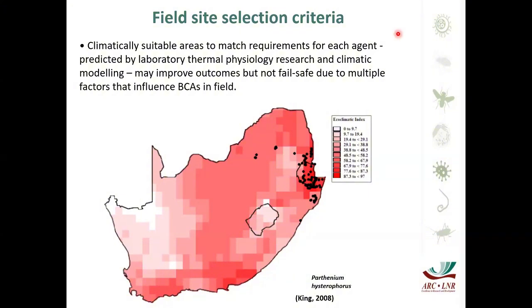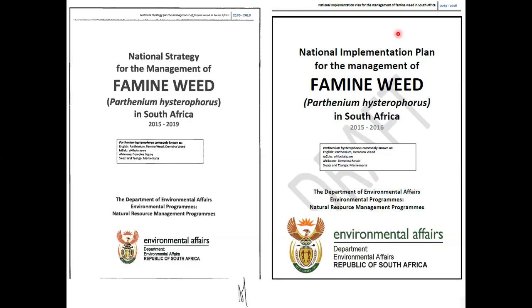And we do use these models. They can improve the outcomes of establishment. They're not fail-safe because there are multiple factors that influence biocontrol agents once they're released in the field, but they are helpful in directing releases.